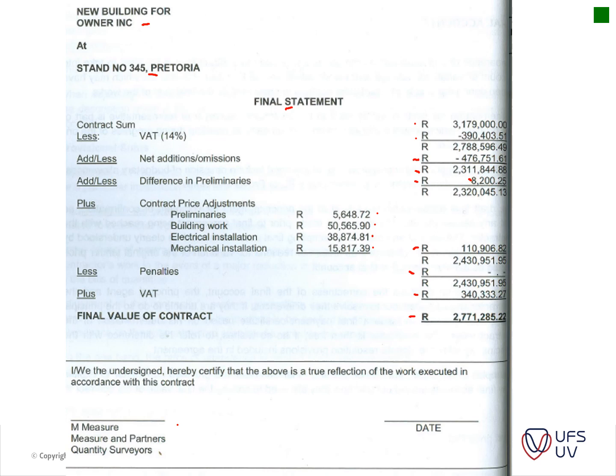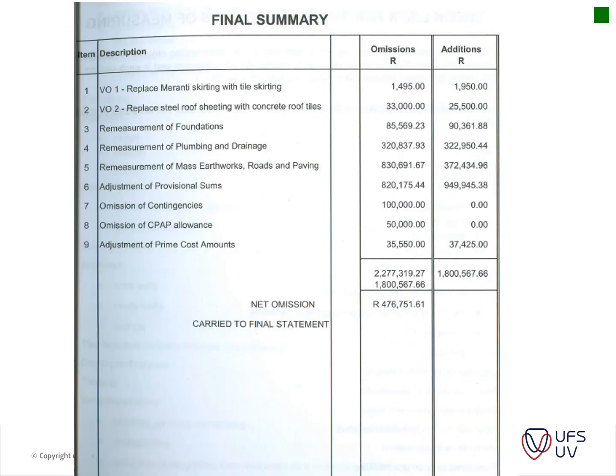And then you can see there's a place where it can be signed. Usually what we do is we have 4 signatures, one where the QS measures, the principal agent measures, the contractor measures signs, and then the client signs also as the final on the final statement. Okay, then you've got your final summary. This is just a summary of your net omissions and additions.